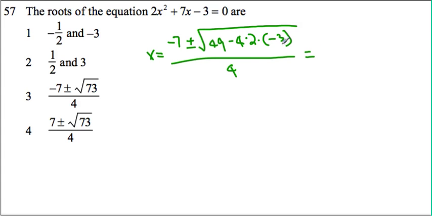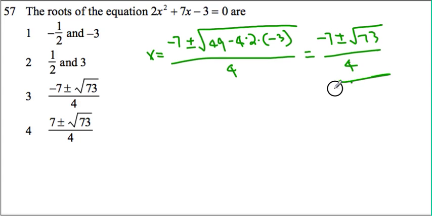In other words, here we have negative 7 plus or minus the square root of, this is 49, and then this value becomes 24. So in fact, 73, all over 4. That becomes our answer, which is choice 3.